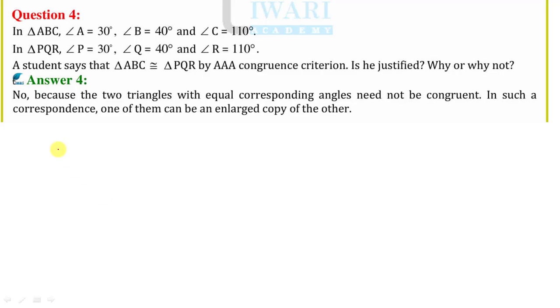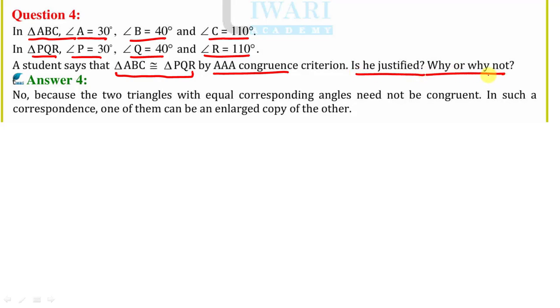Next: in triangle ABC, angle A is 30 degrees, angle B is 40 degrees, and angle C is 110 degrees. In triangle PQR, angle P is 30, angle Q is 40, and angle R is 100. A student said triangle ABC is congruent to triangle PQR by AAA congruency. Is he justified? Why or why not?